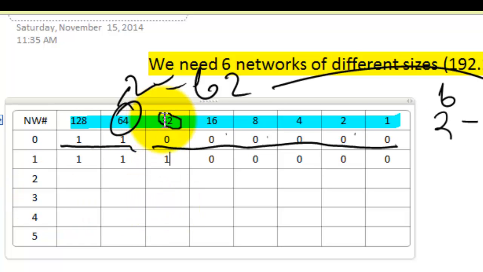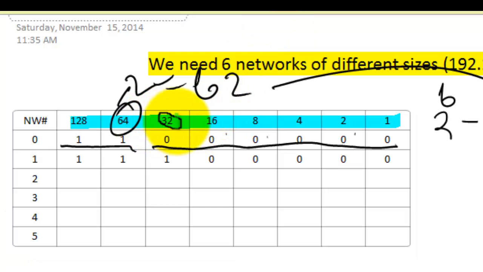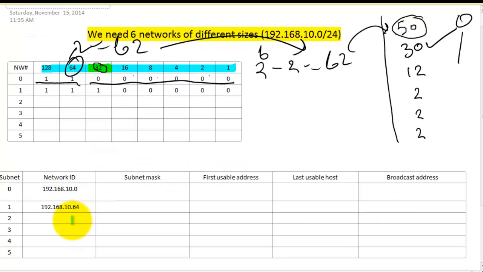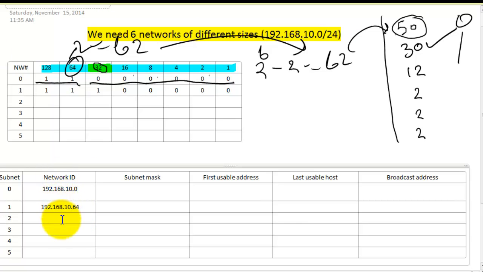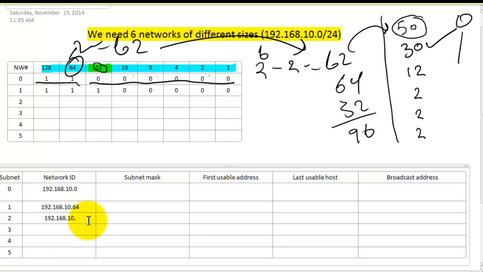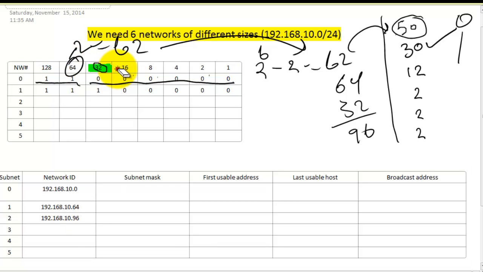Okay, now, what is the magic number? The magic number again is 32. So now we're just going to add this one. It goes from 64 to 32. So our next network ID would be 64. Let's do the math. 64 plus 32 equals 96. So this one here will be 96.